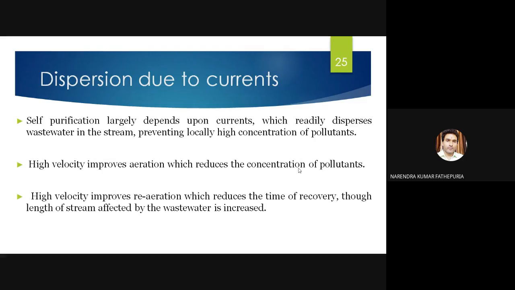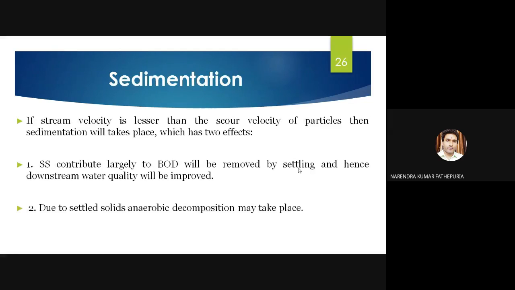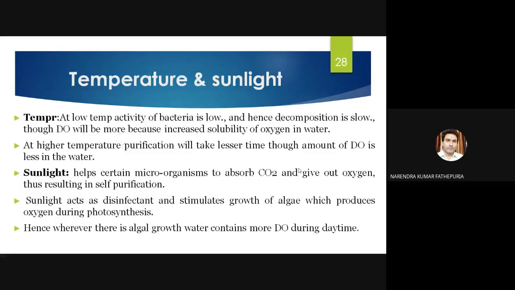Dispersion is due to currents and all that. Sedimentation is physical sedimentation. Temperature, as you know, as temperature increases, DO decreases.